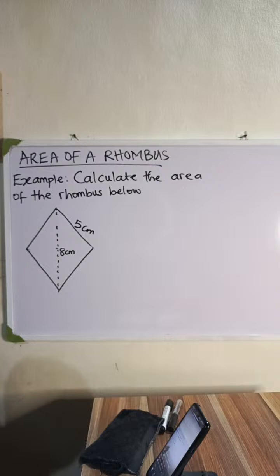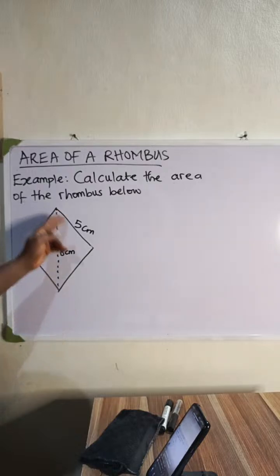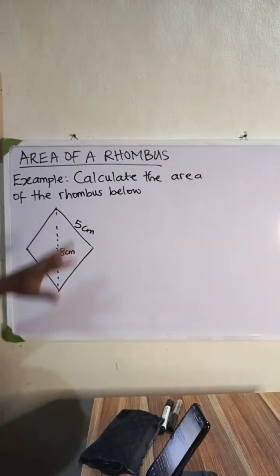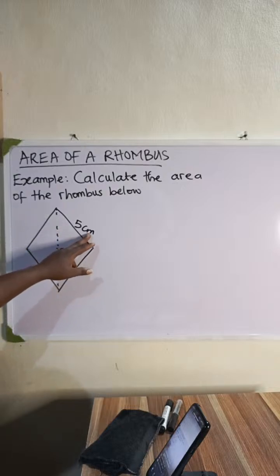Okay, so in this question, we are given one of the diagonals and then the side. Remember, all the sides are equal. So 5 centimeter represents all the sides.